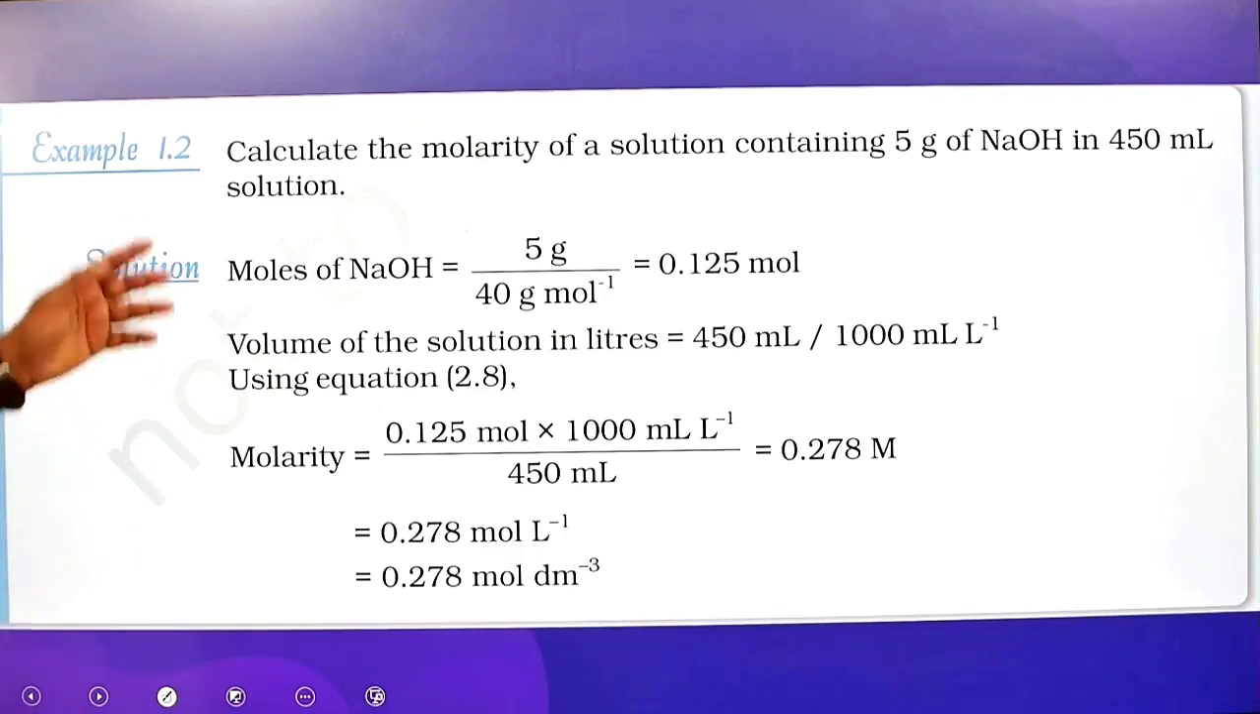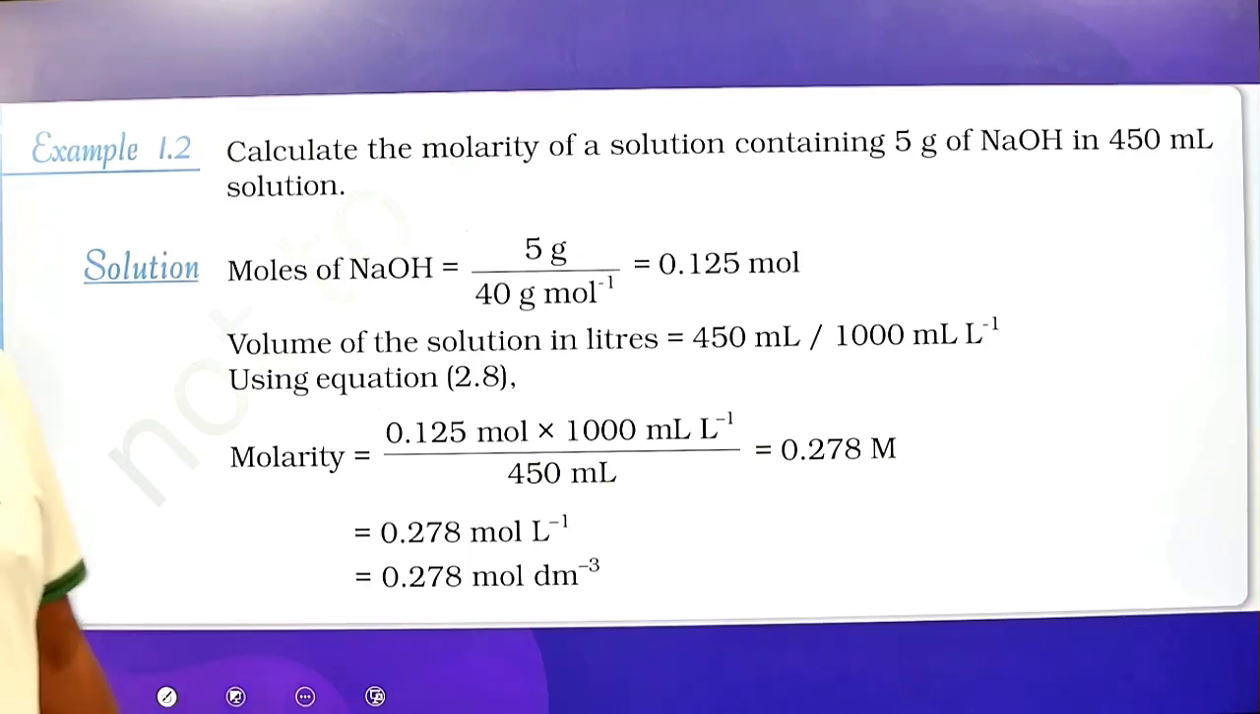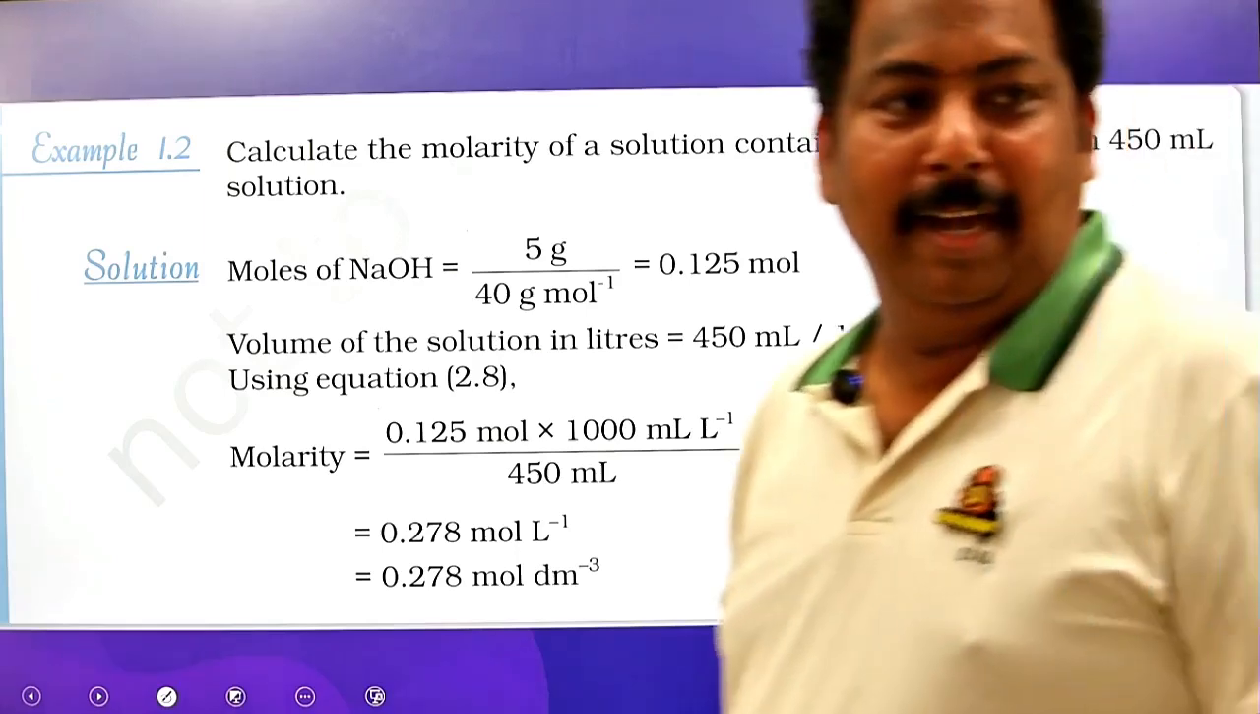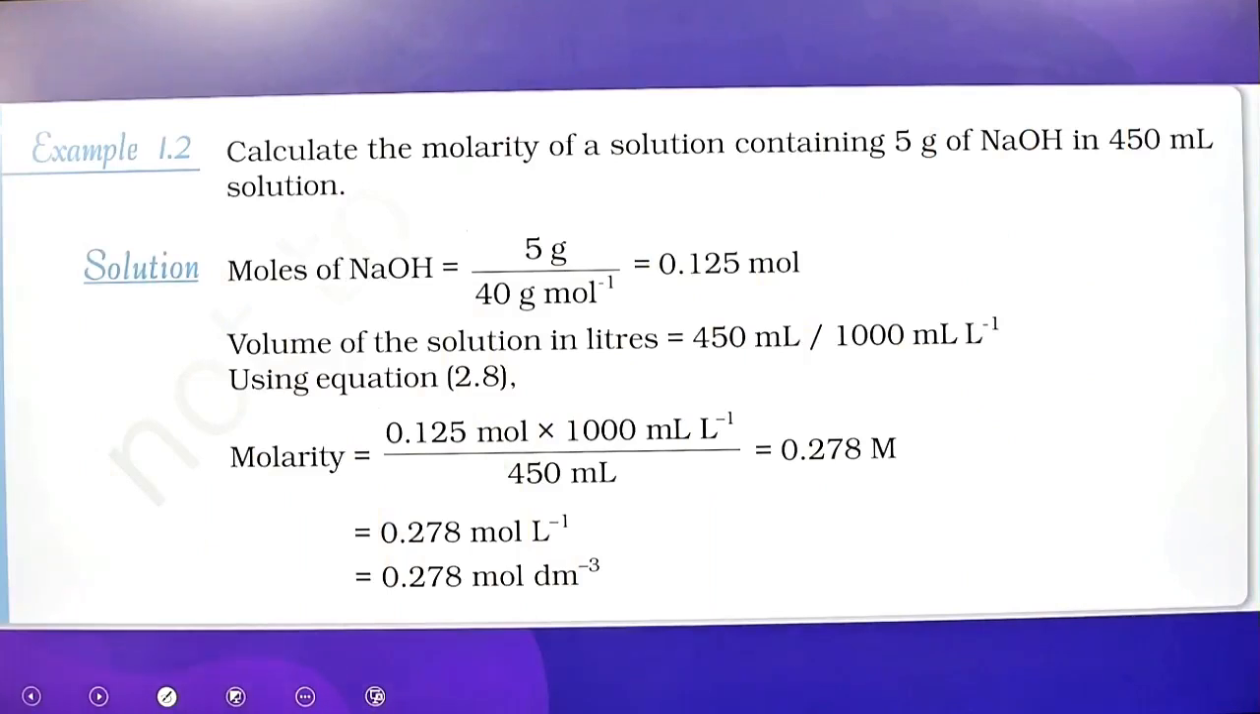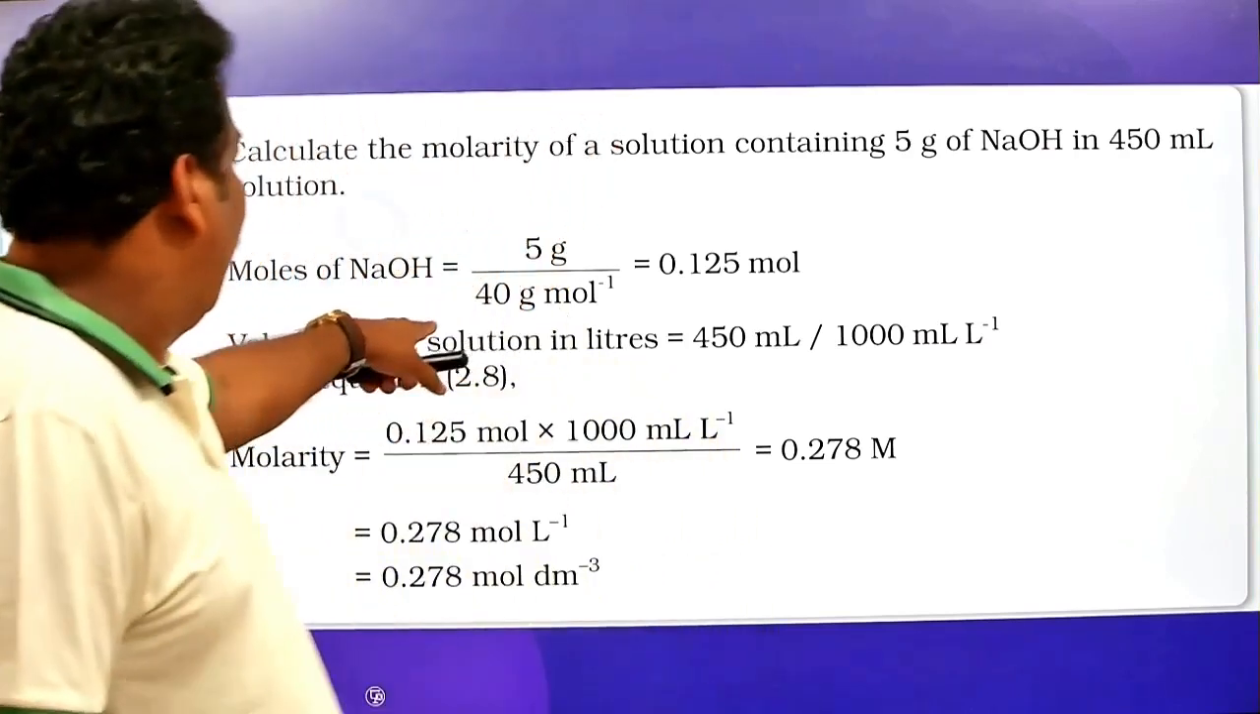Calculate this. Now it is 450 ml. 5 grams I have, now it is 450 ml. NaOH is approximately 39.999999. Sodium is 22.99999 plus oxygen is 16 plus H is 0.999999. What you will get? 39.999999. I approximated to 40. So 40 is the molar weight.